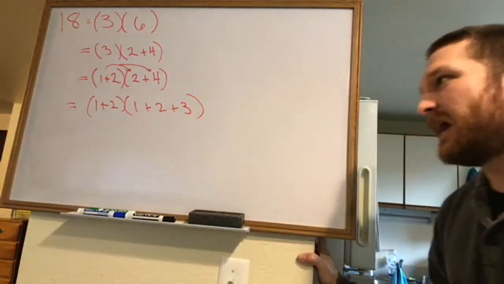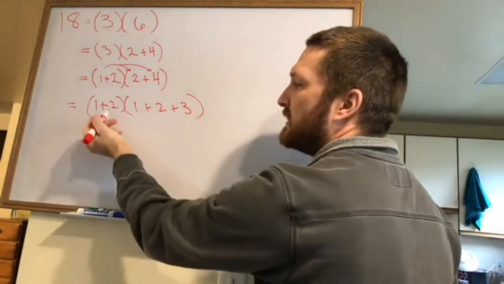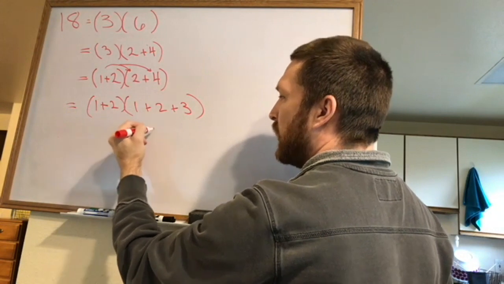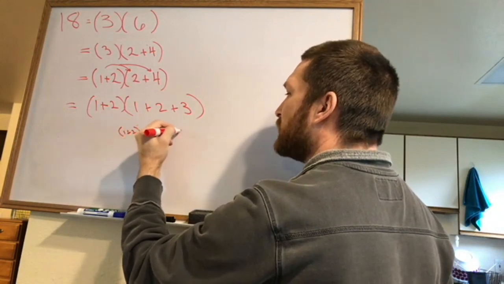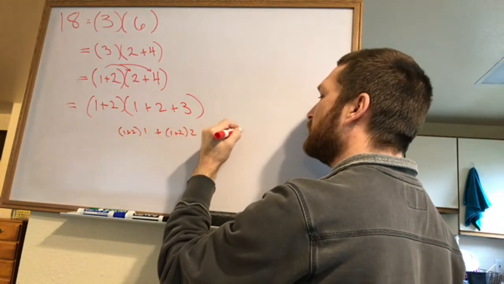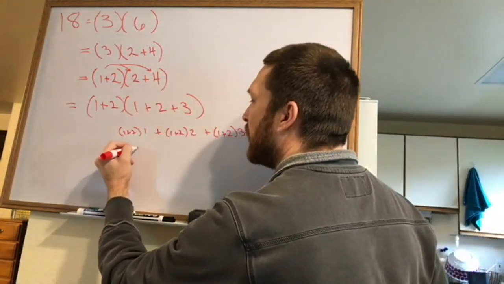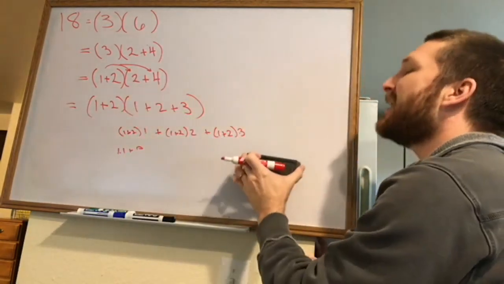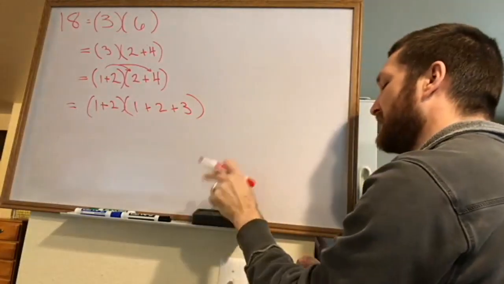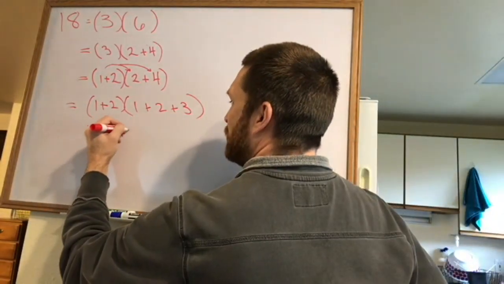Now you can kind of see, if I were so inclined, I could say, okay, I'm going to distribute that into there, and I'll have my 1 plus 2 times 1 plus 1 plus 2 times 2 plus 1 plus 2 times 3. And then I'll have to distribute again, 1 times 1 plus 2. And yeah, it starts to get, we have diminishing returns on this method.